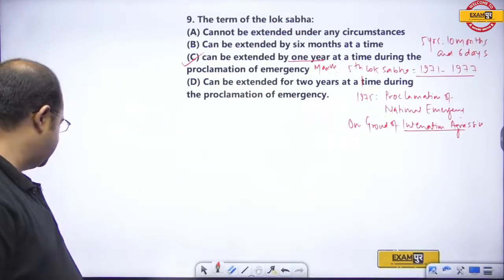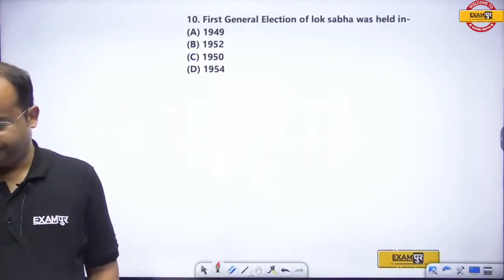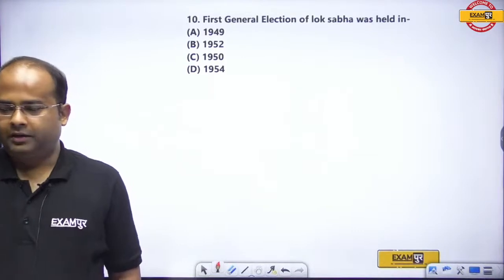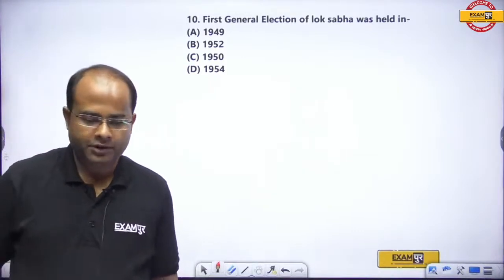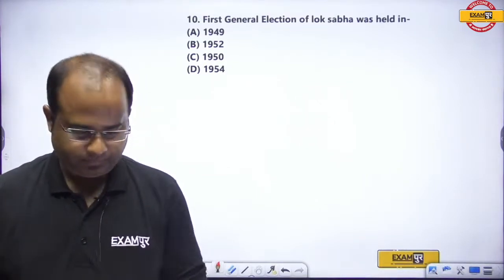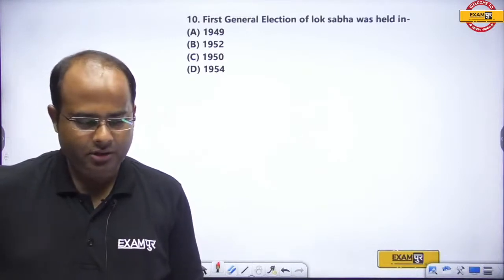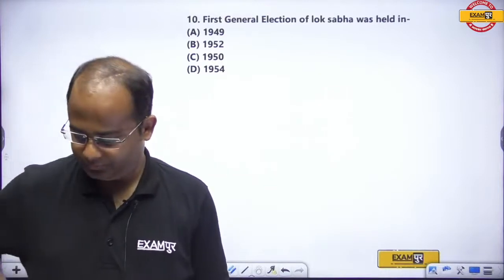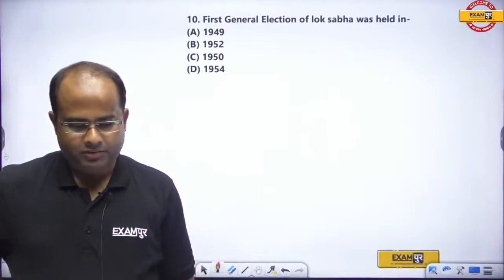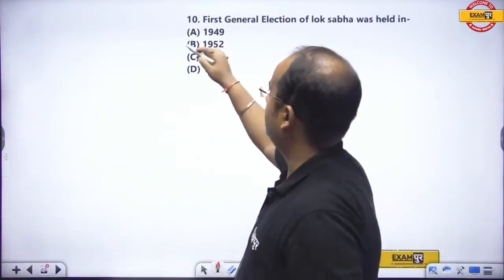Now guys, let's move to the next question. Next question is: the first general election of Lok Sabha was held in 1949, 1952, 1950, or 1954? First general election of Lok Sabha, guys, was held in which year? Okay, very good. Maximum students are going with option B. Yes, the correct answer is also option B.